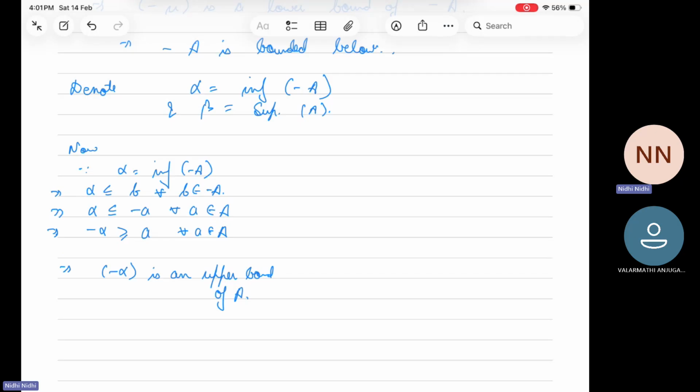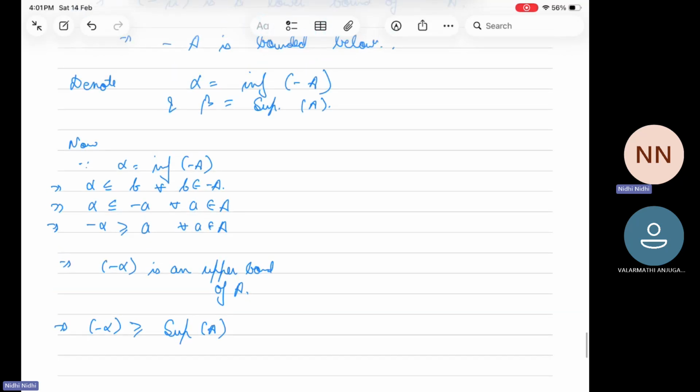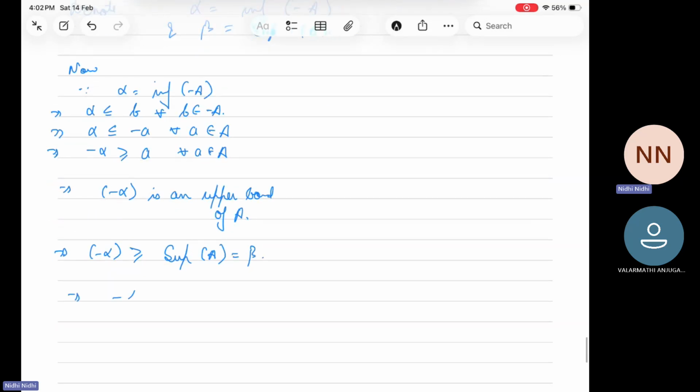Now we have a relation between the upper bound and the supremum. We know that an upper bound is always greater than or equal to the supremum, basically by the definition of supremum as the least upper bound. That means minus alpha must be greater than or equal to the supremum of A, and we denote the supremum of A by beta. Therefore, we get minus alpha is greater than or equal to beta.